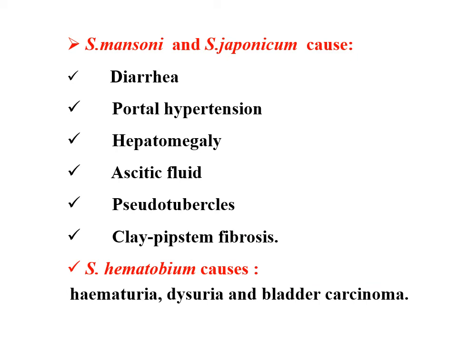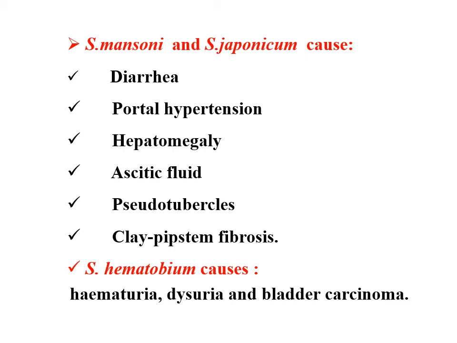In summary, Schistosoma mansoni and Japonicum can cause diarrhea, especially during the Katayama syndrome. That is the start of egg laying. They can lead to portal hypertension. They can lead to hepatomegaly, ascitic fluid, pseudotubercles, because there is almost a very thick biliary system, and it can lead to what is known as clay pipe stem fibrosis of the liver.